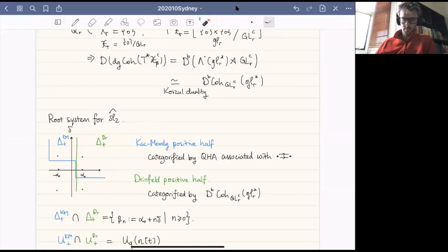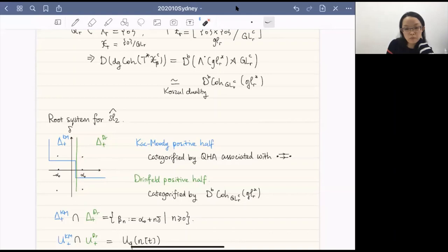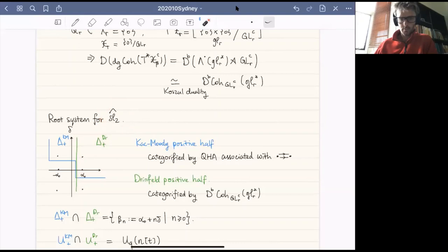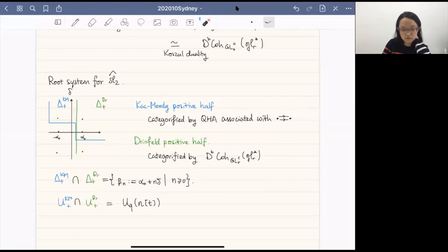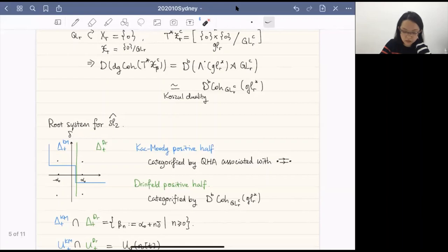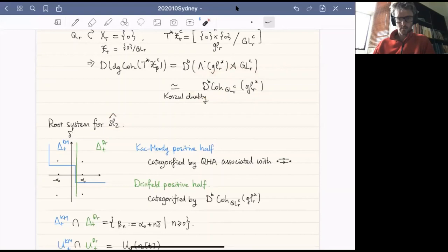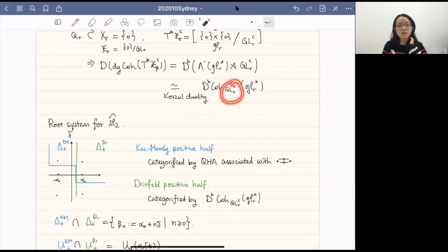Okay. And as we said, the Kac-Moody positive half is categorified by a quiver Hecke algebra. But now you need to pay attention that you need to take the quiver Hecke algebra associated to the quiver of SL2 affine. So the quiver looks like this in this situation, the Kronecker quiver. And then according to what we said above about the coherent picture, the Grünfeld positive half is categorified by this. For the Grünfeld positive half, you just take the quiver for SL2. And then as explained in the example above, this is categorified by the derived category of coherent sheaves on the D algebra of GLR, still equivariant with respect to this group. Okay.